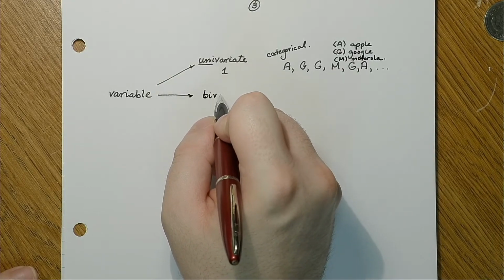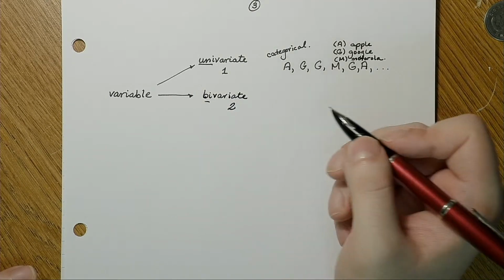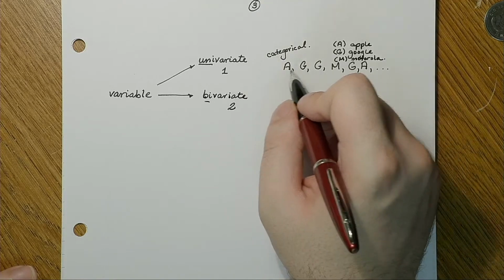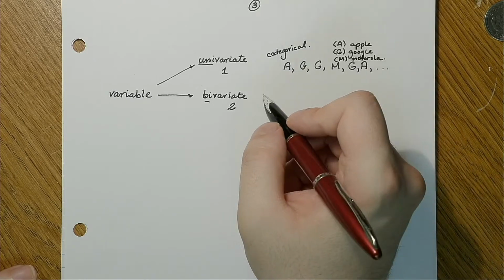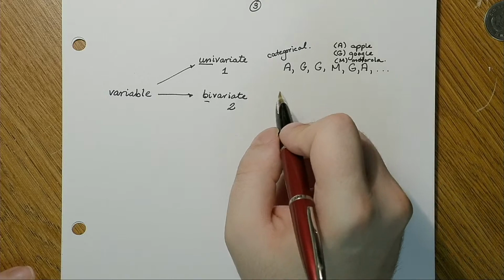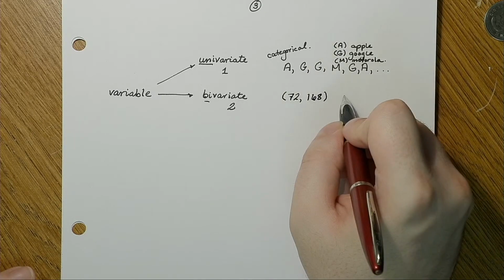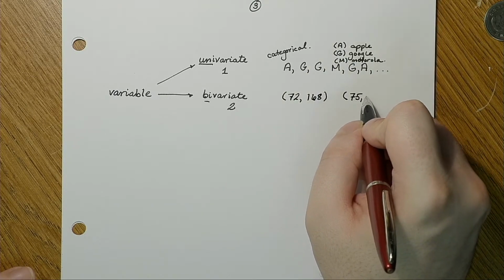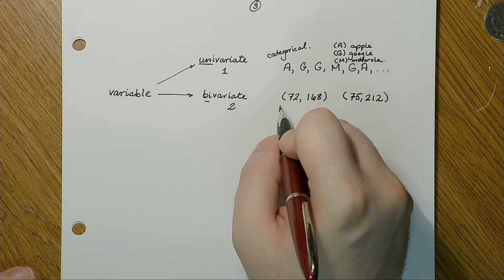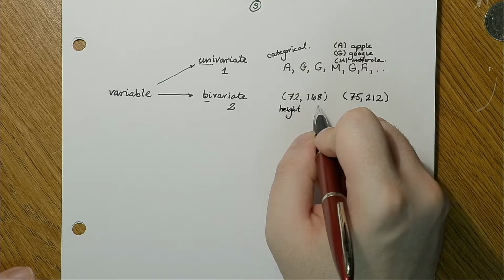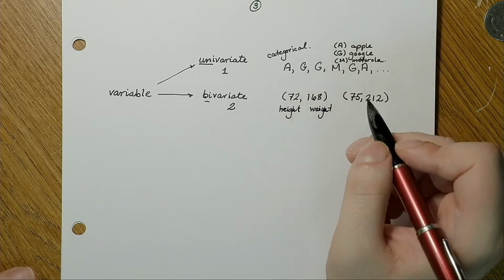We can have a bivariate. And again, bi meaning two. So instead of having just one piece of information for each object, you could have two pieces of information for each object. So if we think of a person, we could have, let's say, 72 and 168. Over here I could have another one, 75 and 212. And let's say that this is the height in inches, and there's the weight of a person. So we could collect both weight and height and associate it with one person.